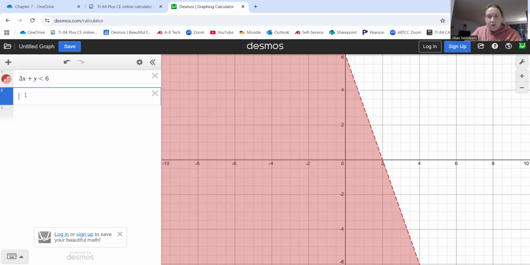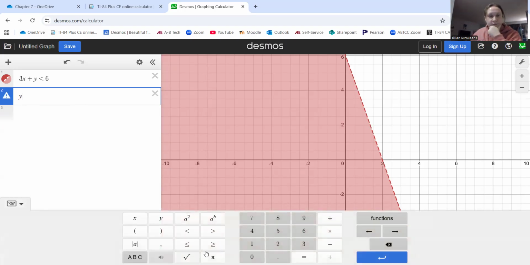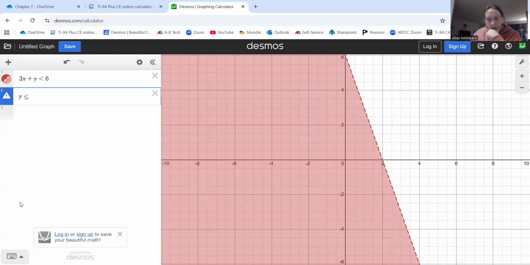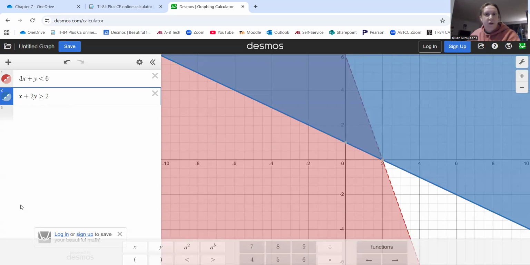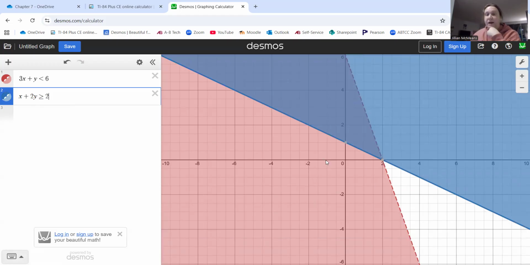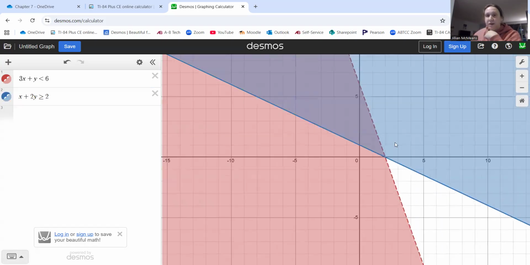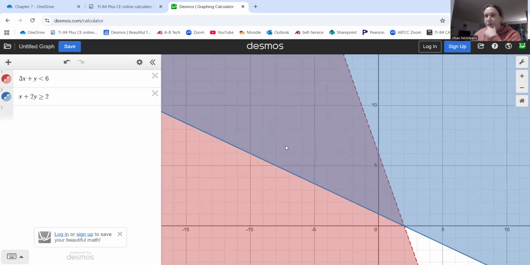For our second inequality, we have x plus 2y is greater than or equal to 2. I was looking at the wrong example. All right. So you can see for that line, we had, again, a negative slope. We used a solid line to connect our points. We shaded above. And then just to be super clear, this purplish, pinkish, blue overlapped area, that would be the actual solution to the system of inequalities.